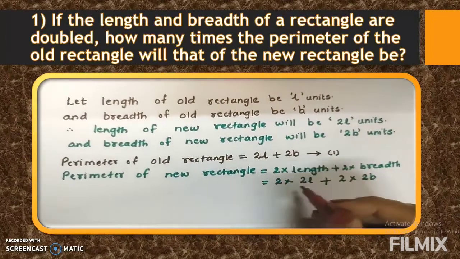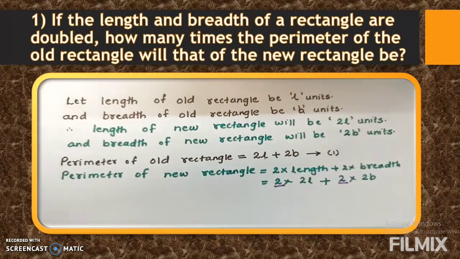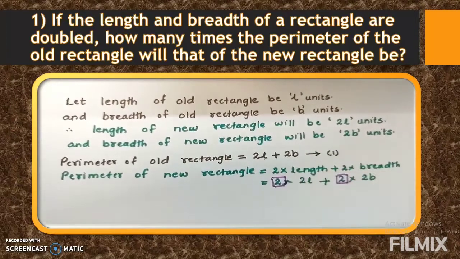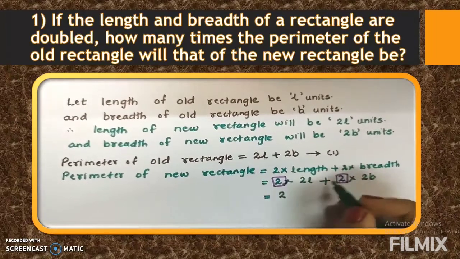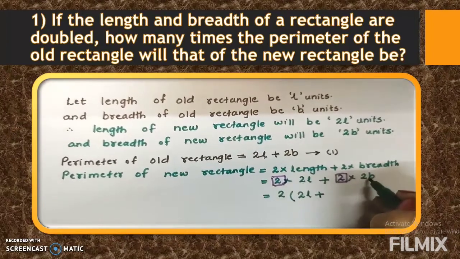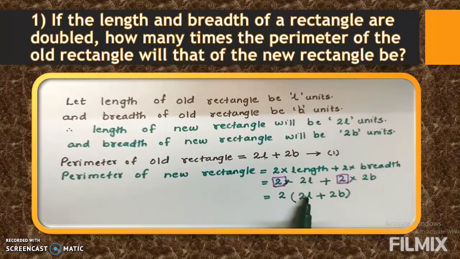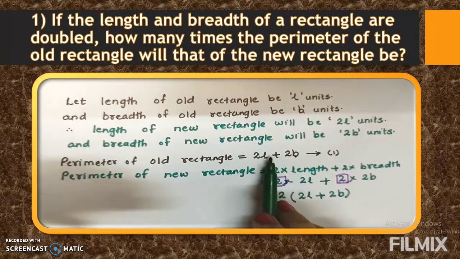Now if we see, 4 is common, but for our sake we will remove 2 as common from both. After removing 2 common from both, what is left here? 2L is left plus what is left here? 2B is left. Clear? Now if we see 2L plus 2B, here also we have 2L plus 2B.